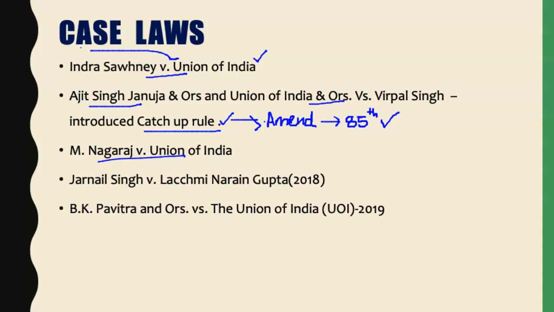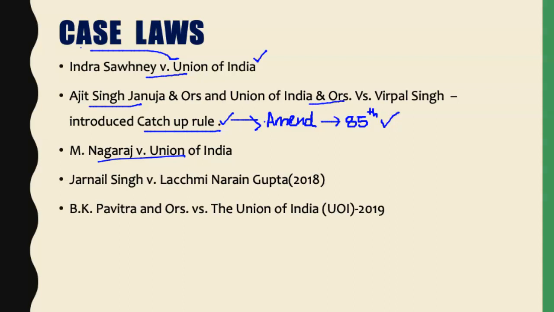Second, state should prove inadequate representation in public employment. Third, state should ensure maintaining overall efficiency of administration. So ये 3 ब्रॉड प्रिंसिपल्स दिए सुप्रीम कोर्ट ने कि जब भी आप रिजर्वेशंस प्रोवाइड करेंगे बैकवर्ड क्लासेस के लिए, यू नीड टू कंसिडर दीज क्राइटेरियाज.